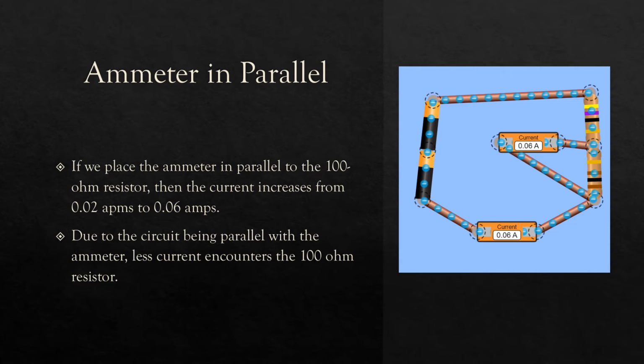Ammeter in parallel. If we place the ammeter in parallel to the 100 ohm resistor, then the current increases from 0.02 amps to 0.06 amps. This is due to the circuit being parallel with the ammeter, so less current encounters the 100 ohm resistor.